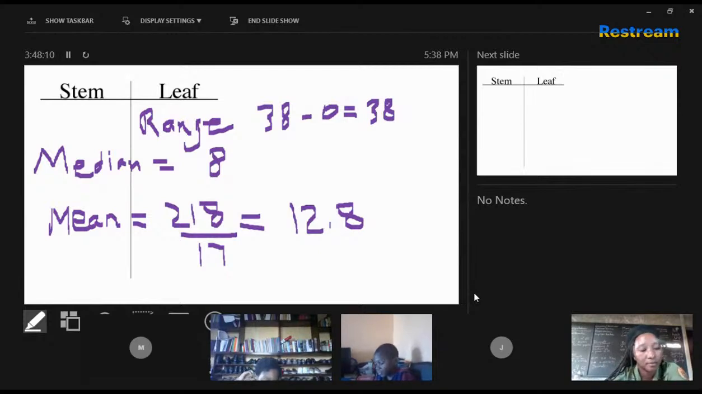The range is the smallest number from the greatest number. That's how you get the range. No, the smallest from the greatest. Yes, the smallest from the biggest.